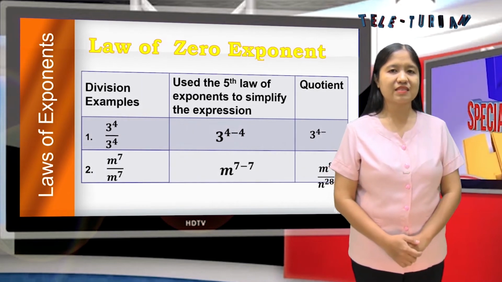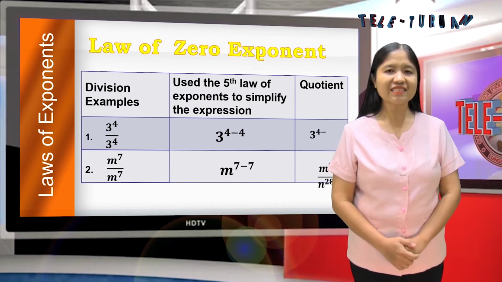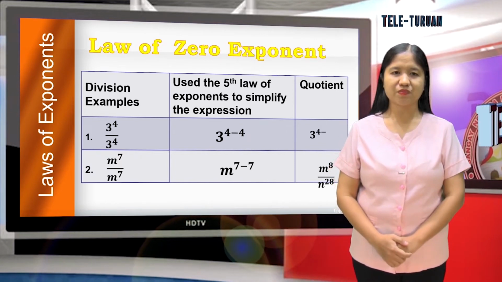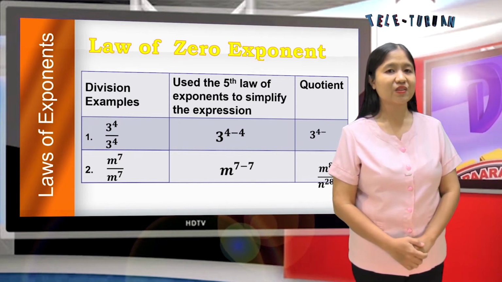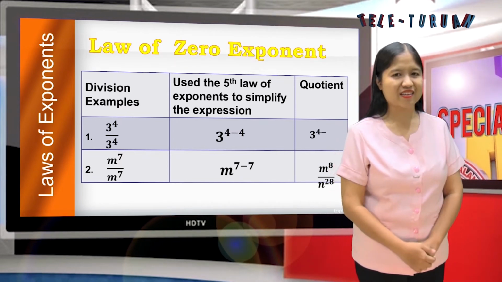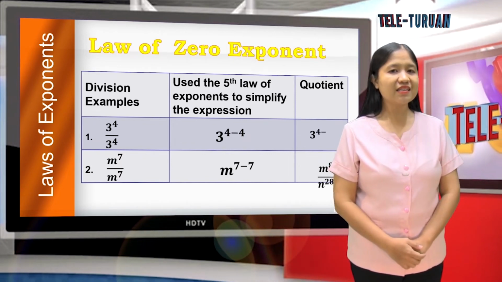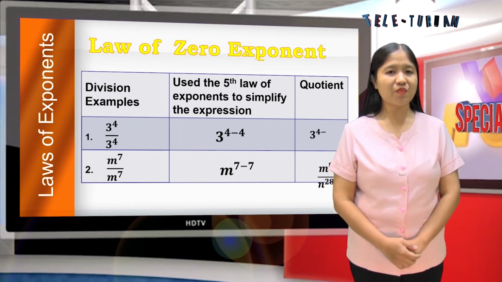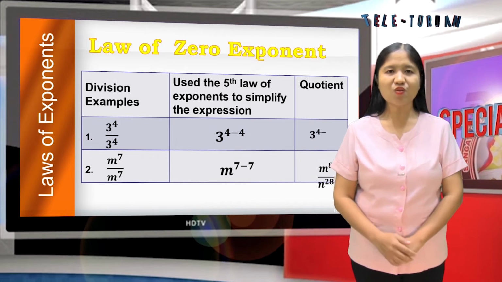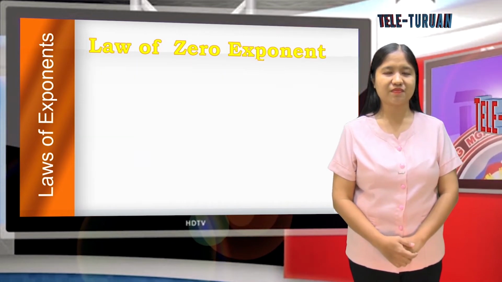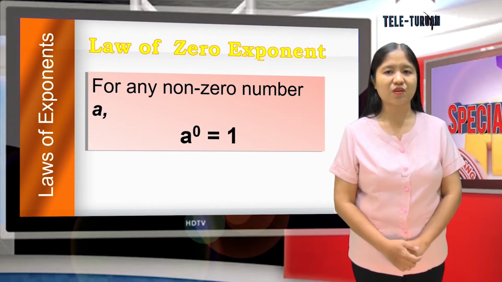Another law of exponents is the law of zero exponent. To understand this, let us study the following example. Can you find the easy way of finding the result written in the third column? That is correct. Simply subtract their exponent, then remember the rule: any non-zero number or any variable, when you raise it by 0, is equal to 1. That concludes the law of zero exponent. For any non-zero number A, A raised to 0 is equal to 1.